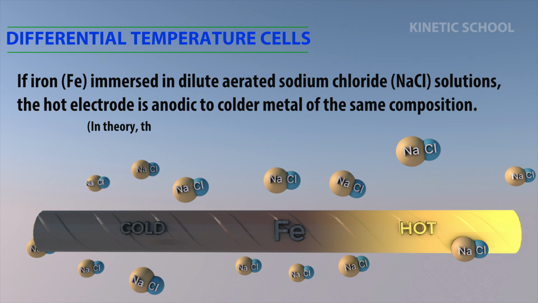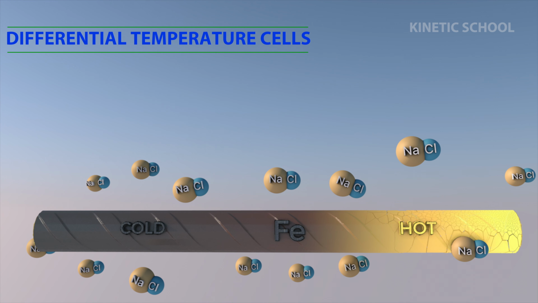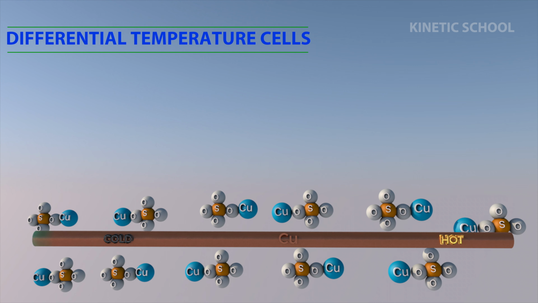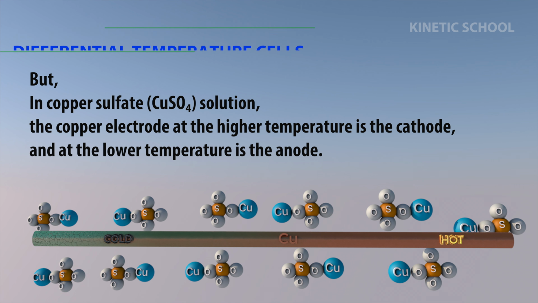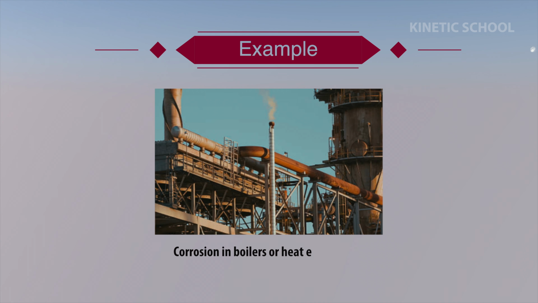If iron is immersed in dilute aerated sodium chloride solutions, the hot electrode is anodic to the colder metal of the same composition. But in copper sulfate solution, the copper electrode at the higher temperature is the cathode, and at the lower temperature is the anode. Corrosion in boilers or heat exchangers.